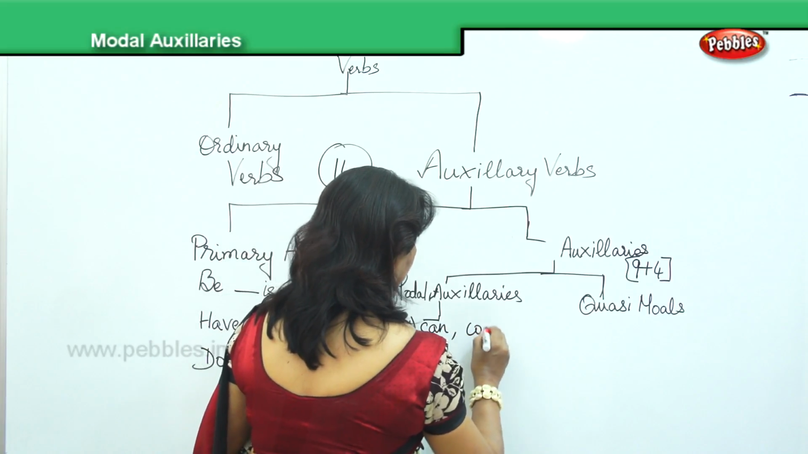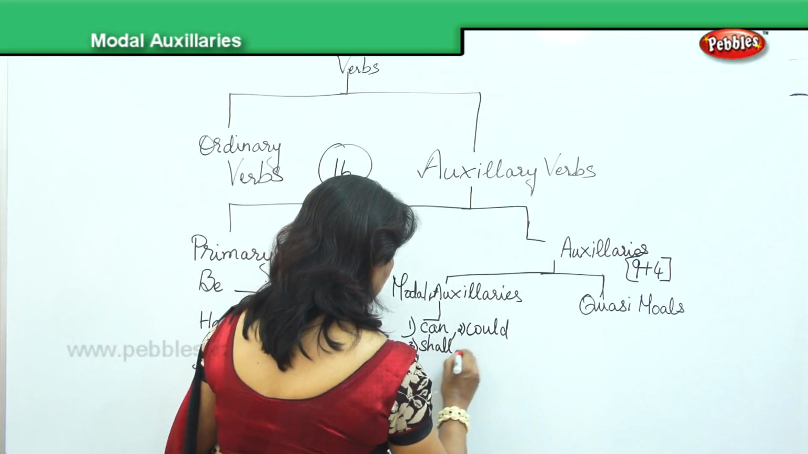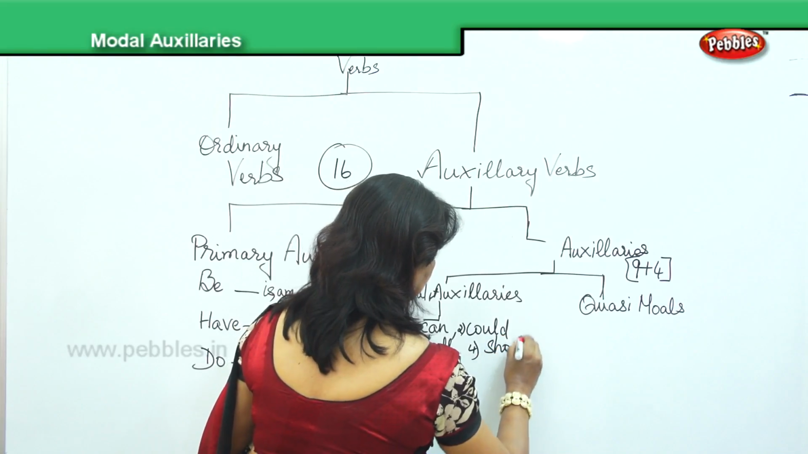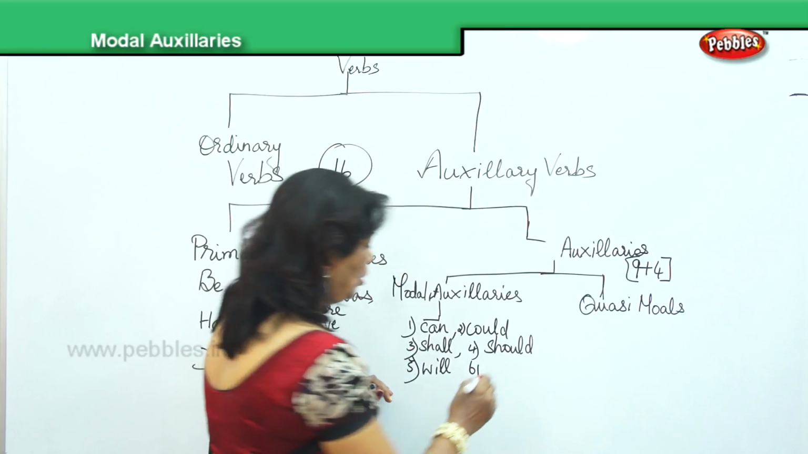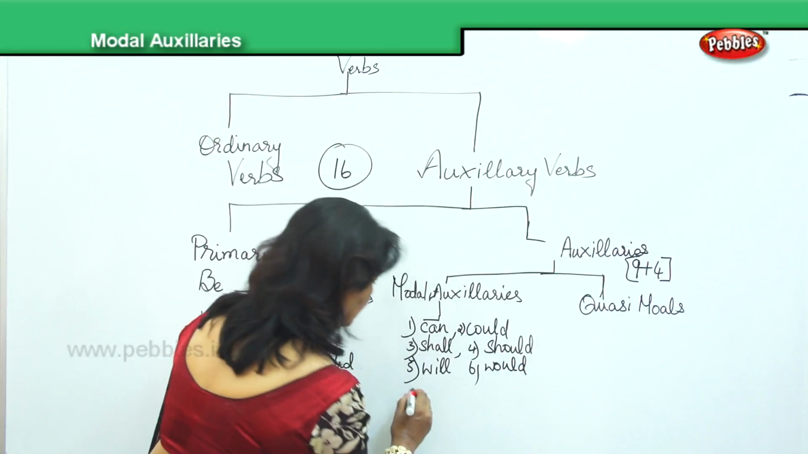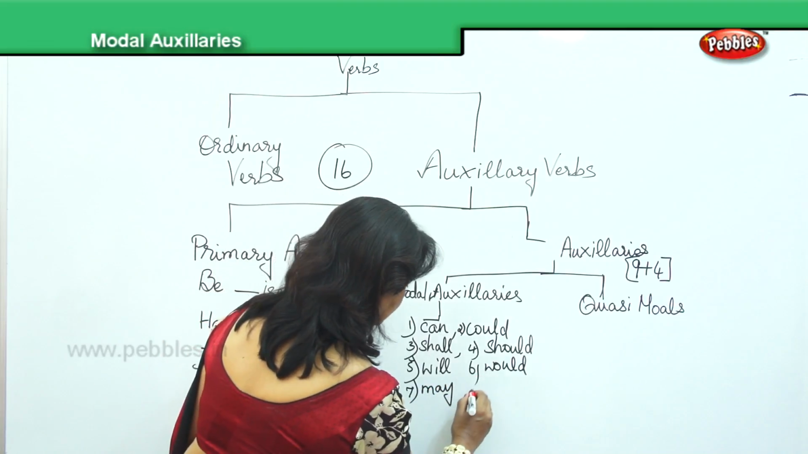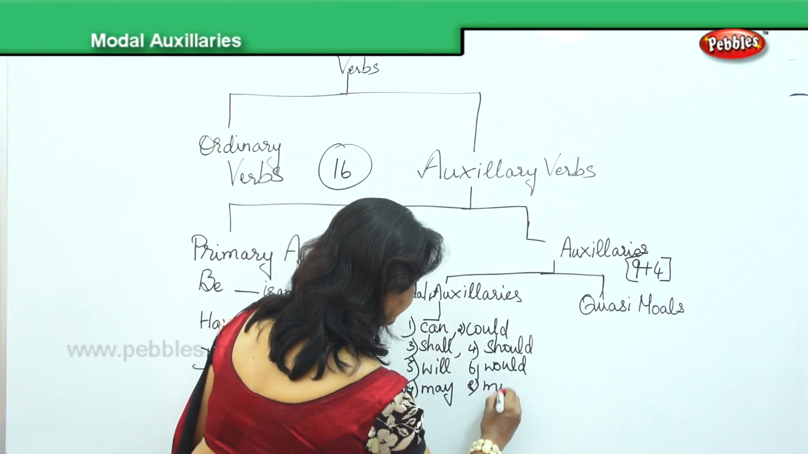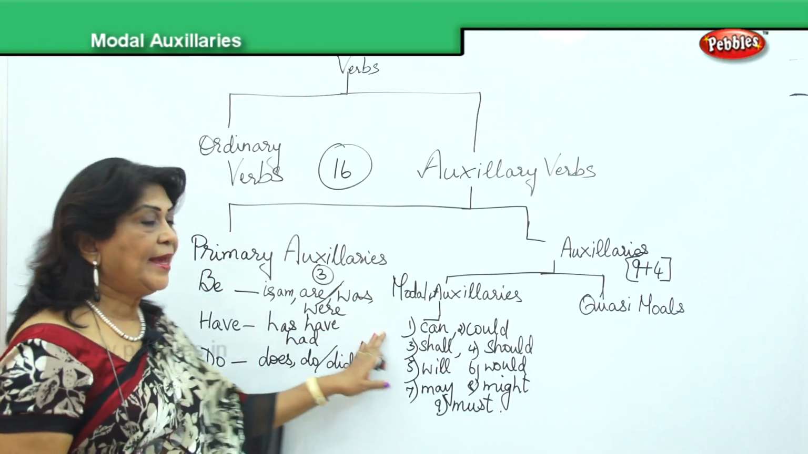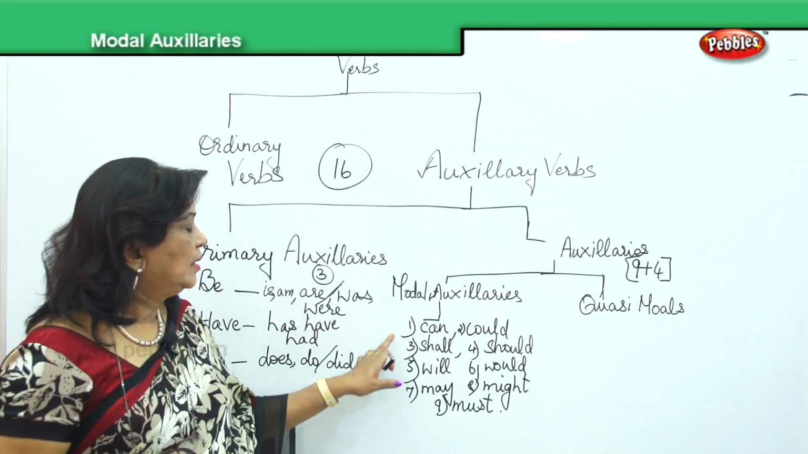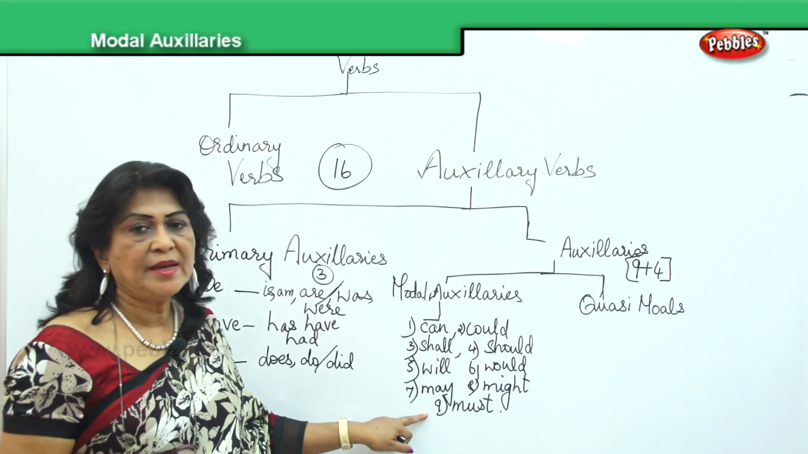Can, could, shall, should, will, would, may, might, and must. Okay, can, could, shall, should, will, would, may, might, and must.